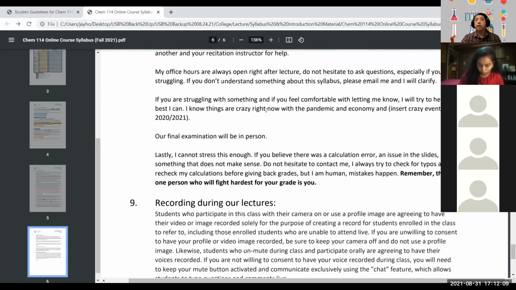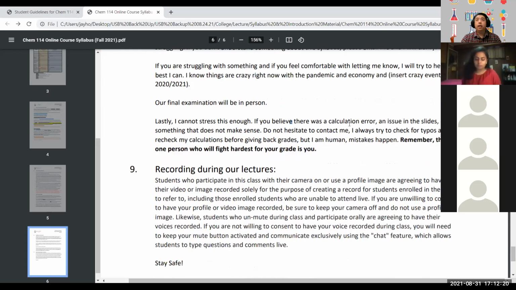I know things are crazy right now. Things could still be crazy, probably even up to the next year. So let me know about anything that comes up, preferably as early as possible. Okay. If there's any kind of calculation error or issues that you notice in the slide, I want you to speak up and let me know. And this is part of us growing as people in general. I'm human, I make mistakes. So sometimes the calculation error, if you notice it, let me know. Do not hesitate to tell me. I want you to get the best grade that you can get, but also the grade that you deserve, okay?